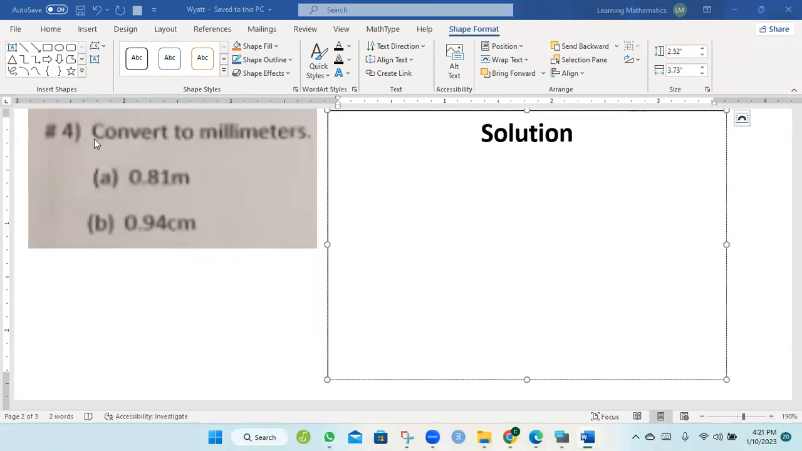This question says convert to millimeters. So we're going to do part A. We're going to convert 0.81 meters to millimeters. So get your pen and your paper ready to start to write down.